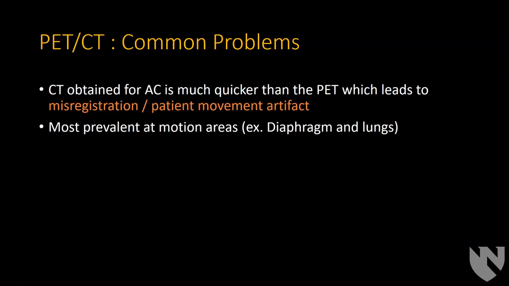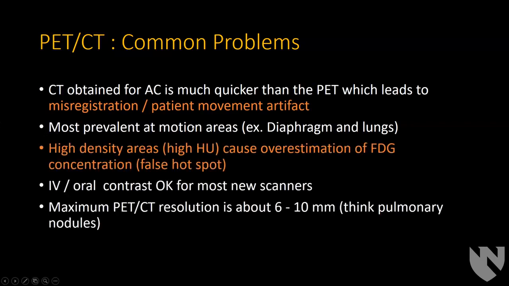The CT scan that's done with a PET CT happens pretty quickly relative to how long it takes to get the PET. And so you have issues with the patient moving in between the scans or during the scan, or just breathing. And so things like the diaphragm and the lungs, you can have misregistration. Also, if you have an area that's very high density on CT, that can lead you to overcorrect when you're doing your attenuation correction and make something look too hot on the PET. And that's a false hotspot.